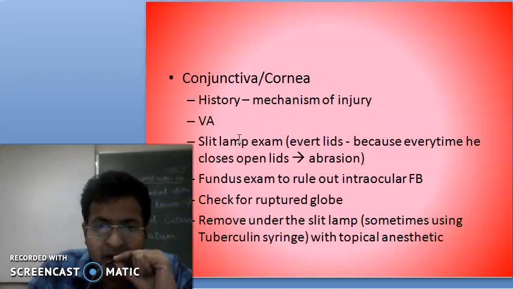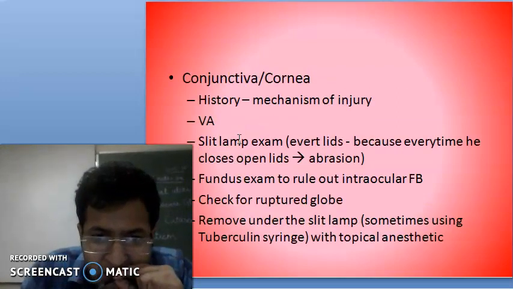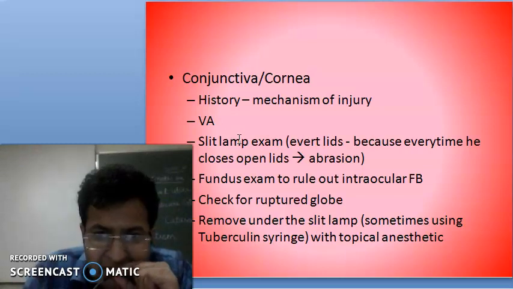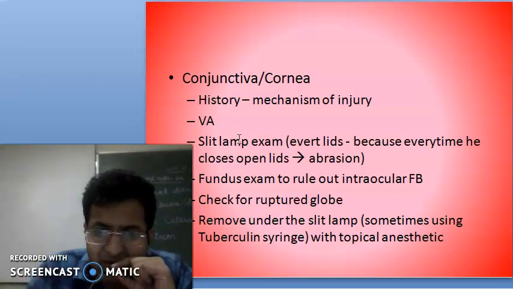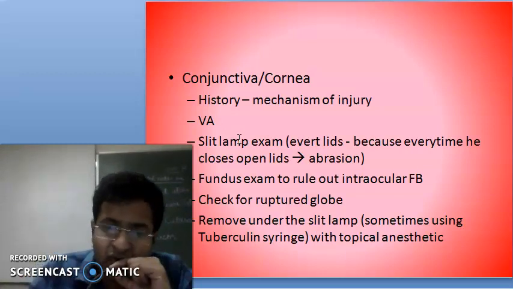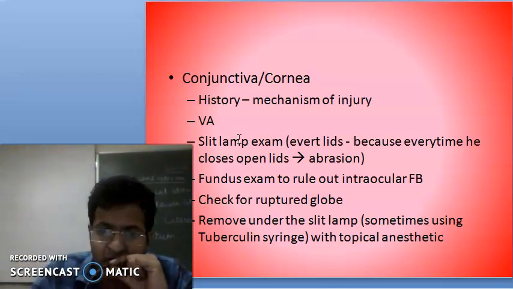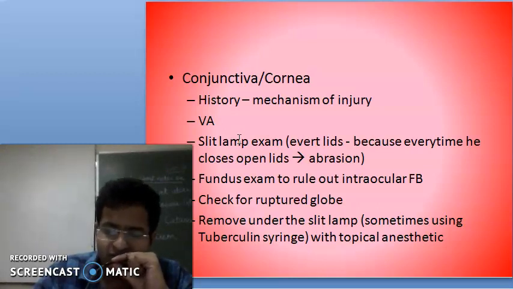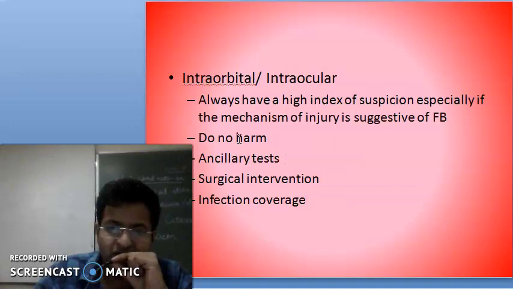Beware of that. Conjunctiva or cornea, we have to see the mechanism of the injury, the visual acuity, the slit lamp exam, the fundus exam to rule out if any foreign body has entered into the eyeball. We have to check for the ruptured globe and we have to remove the foreign body under the slit lamp. Sometimes using the tuberculin syringe and a 26 gauge needle with a topical anesthetic.